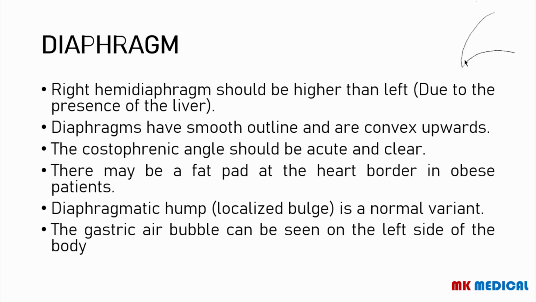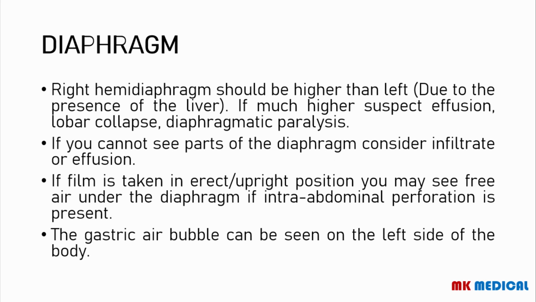So there may sometimes be a fat pad at the heart border in obese patients, and sometimes you may have a diaphragmatic hump, which is a localized bulge. This is obviously a normal variant. You may also see the gastric bubble on the left side of the body. If you see air on the right side of the body, that could mean that there is some perforation of viscus. So remember that the right hemidiaphragm is higher than the left.